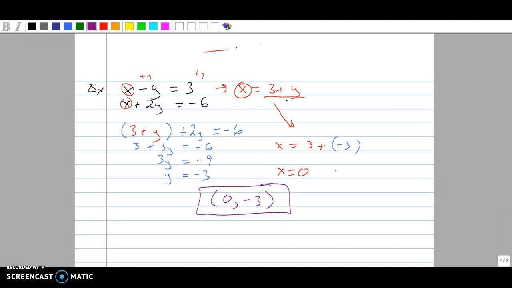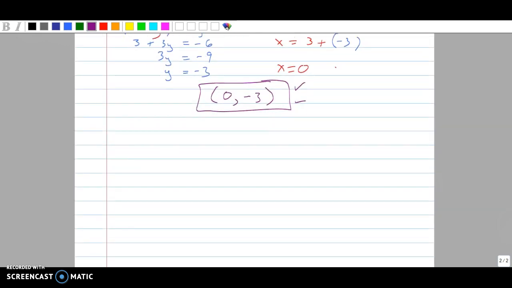How could you check that answer? Remember, the way you could check it is plug it in. It needs to work for both equations. If it only works for one, it's not a solution. So check this out. 0 minus negative 3. What's 0 minus negative 3? Well, that's positive 3, just like it is at the beginning. And then we have 0 plus 2 times negative 3 is negative 6. Look at that. It works for both of them. Checked out on top, checked out on the bottom, so that is our solution.